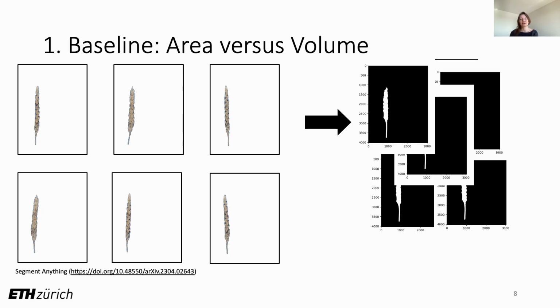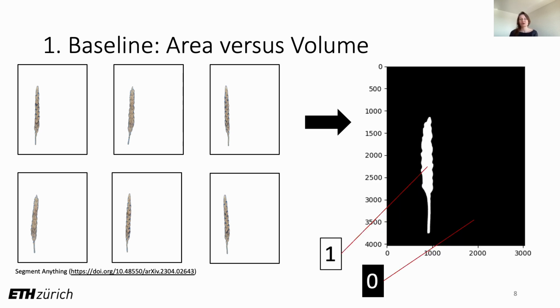So first, we started with the easy baseline. We wanted to see if we can use the area of a wheat head to predict the volume. So we took the 6 images of a wheat head and segmented all the wheat heads. And when you do this, you get this nice mask that you can see on the right-hand side. Here we have zeros for the background and ones for the foreground, which is the wheat head. Then we detected the stalks at the bottom of the wheat head and removed them to make it a bit more accurate. And then you can sum up all the ones and take the mean of the 6 images.